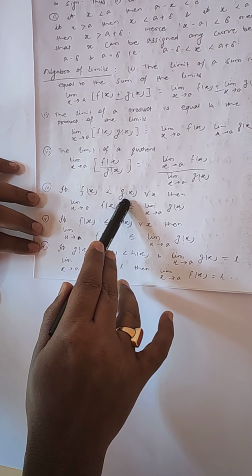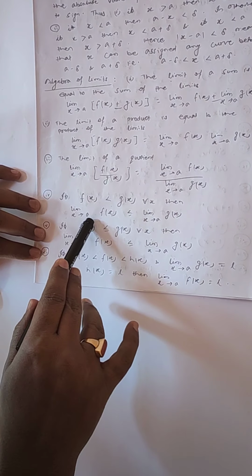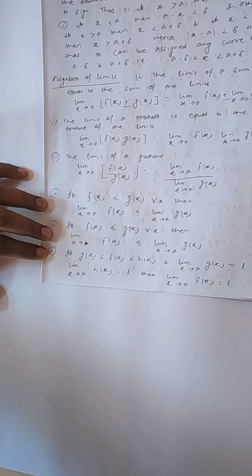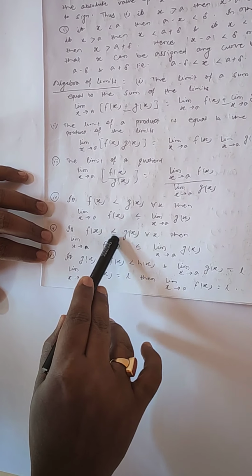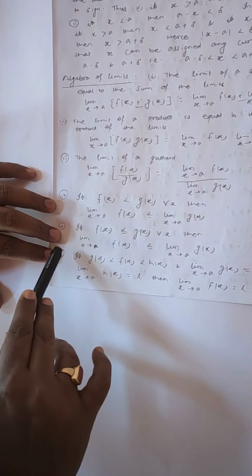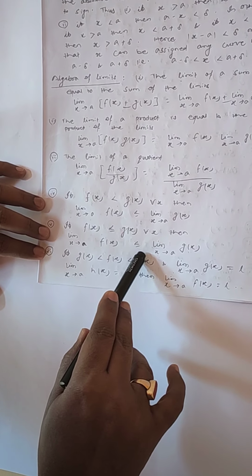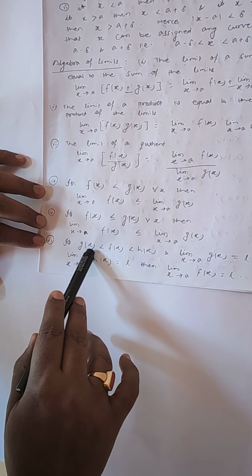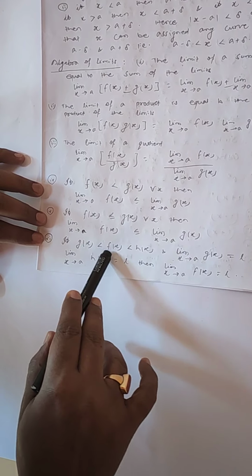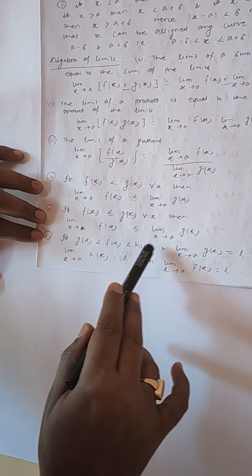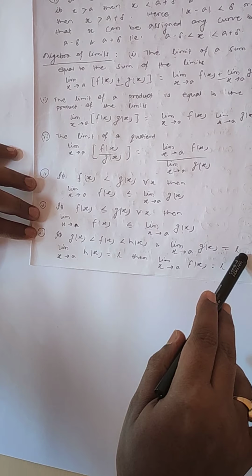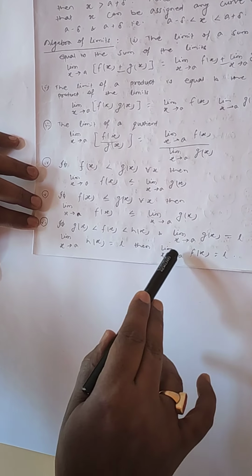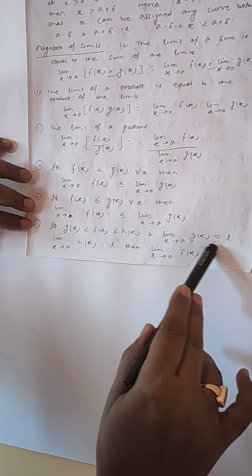If f of x is less than g of x for all x, then limit x tends to a of f of x must be less than or equal to limit x tends to a of g of x. If f of x is less than or equal to g of x for all x, then limit x tends to a of f of x is less than or equal to limit x tends to a of g of x. If f of x is greater than g of x but less than h of x, and limit x tends to a of g of x is L, limit x tends to a of h of x is L, then limit x tends to a of f of x equals L.